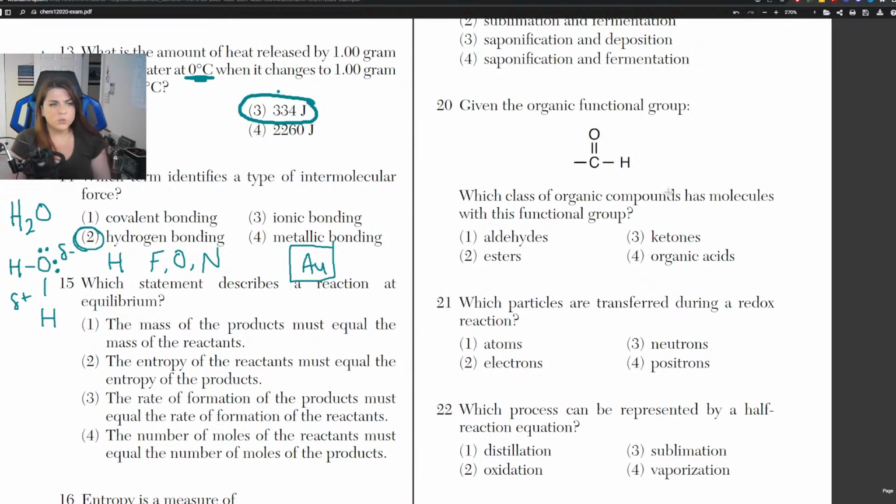15, which statement describes a reaction at equilibrium? This is just the definition of equilibrium. There are 3 types of equilibrium. We do chemical equilibrium, which is a literal chemical reaction. Then there's phase equilibrium for substances just chilling at their melting point, boiling point, freezing point, whatever. And then we have solution equilibrium, which occurs in saturated solutions. But here specifically we're asked about chemical reaction equilibrium.